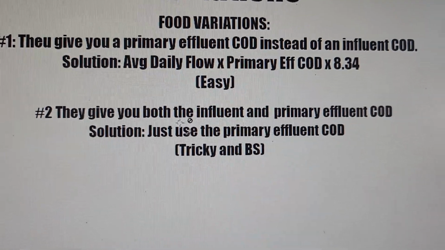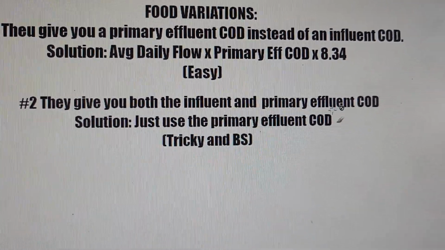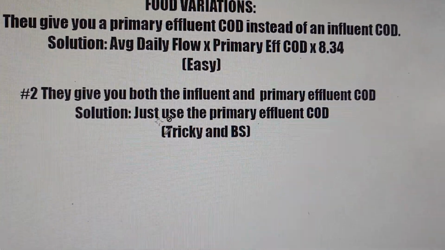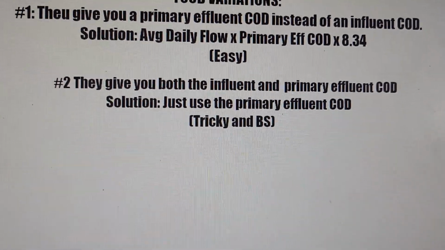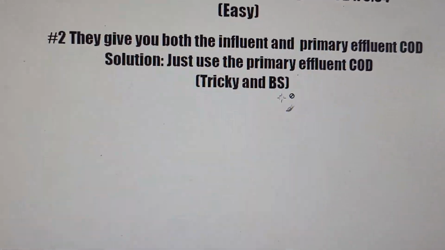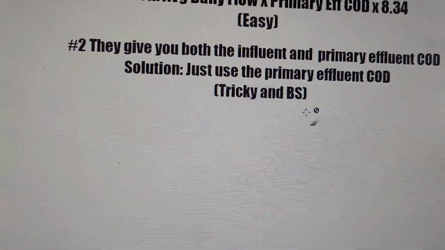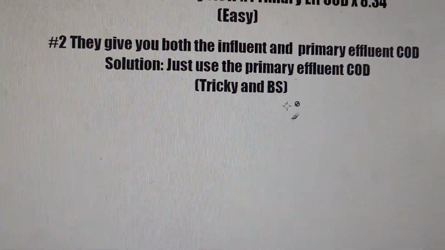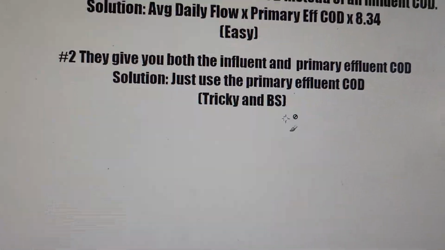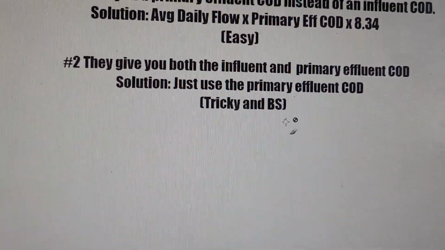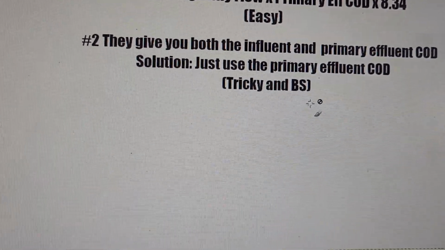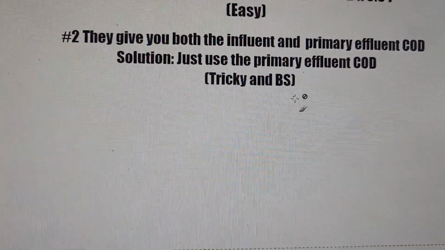Number 2, they give you the influent and the primary effluent. They're trying to trick you. Just use the primary. It's BS. I don't think they should try to trick you on the test. They should just see if you can operate a dang wastewater plant. Why do they got to try to trick you? Test shouldn't be a trick. Just find out if I know it or not.